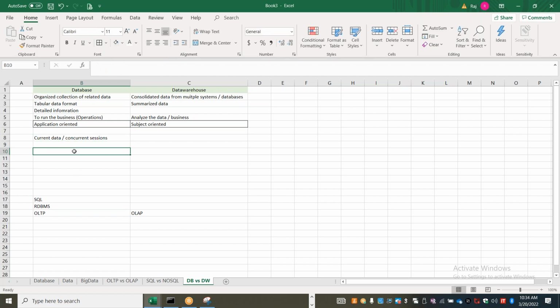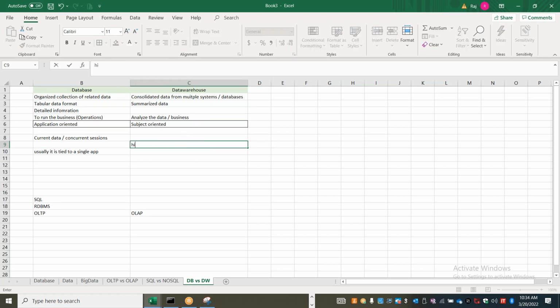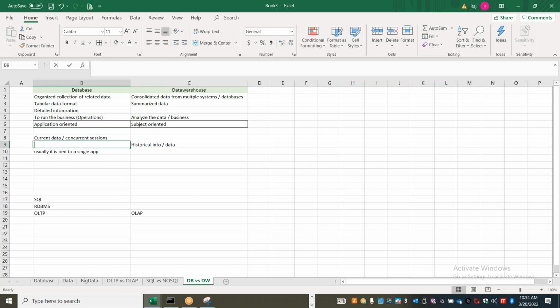Usually it is tied to a single app, usually, but not always. The application will be connecting to the database. You'll have one application talking to one database. There will be a set of records that will be modified at a single point of time. Here we are talking about a lot of different applications, and a lot of historical data, not live data. Historical information: what happened last year, what happened last month, what happened the entire month. That is what we are talking about in this case.